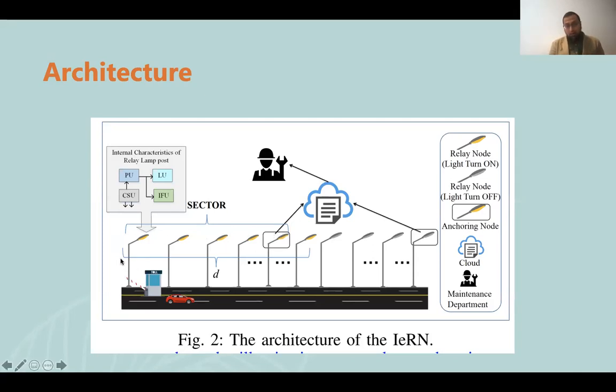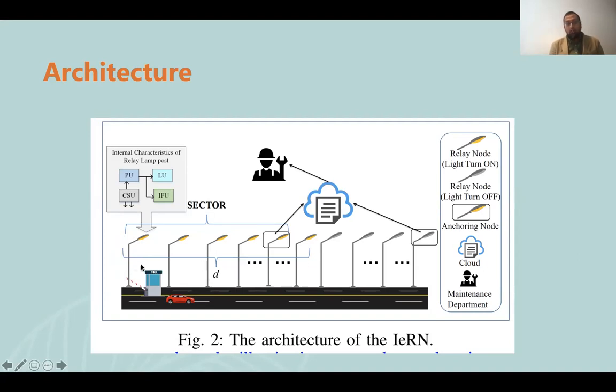Then we select a distance D which is more than the sector in order to make the light seamless. Seamless means when the light is turned on or off, the driver never realizes it. So when a car comes, there will be a device attached to this lamppost.